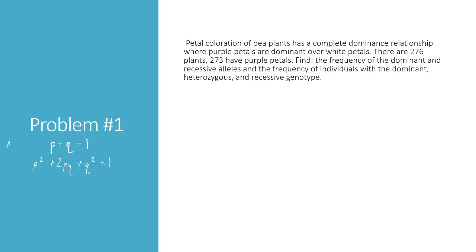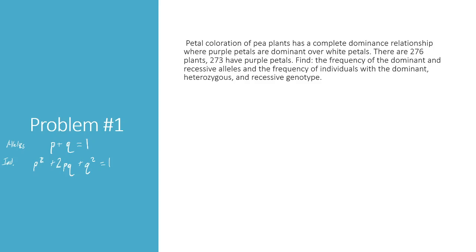And so that first equation is referring to alleles. This second equation then is referring to individuals, where this p squared term is referring to homozygous dominant individuals. This q squared term is referring to homozygous recessive individuals. And then this 2pq term is referring to heterozygous individuals.